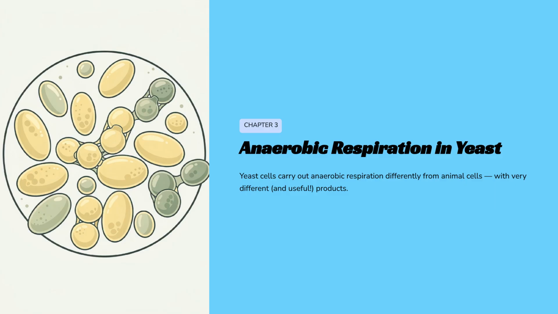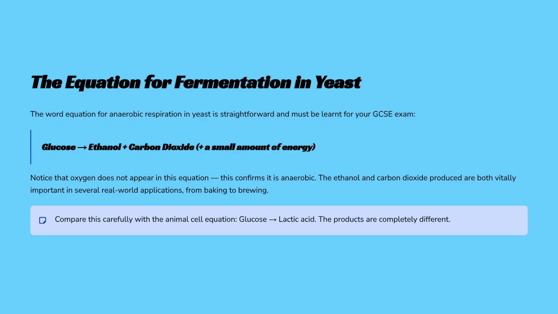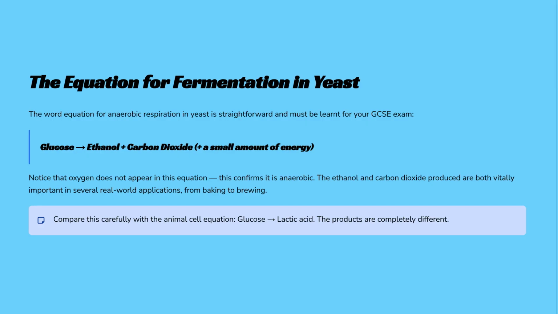Moving on to Chapter 3, we look at anaerobic respiration in yeast. Yeast cells handle this process differently than animals, creating unique and useful products. Yeast is a single-celled fungus that survives without oxygen by fermenting. Unlike animals, it produces ethanol and carbon dioxide instead of lactic acid. The word equation for yeast fermentation is glucose forming ethanol and carbon dioxide, plus a small amount of energy. Note that no oxygen is required.